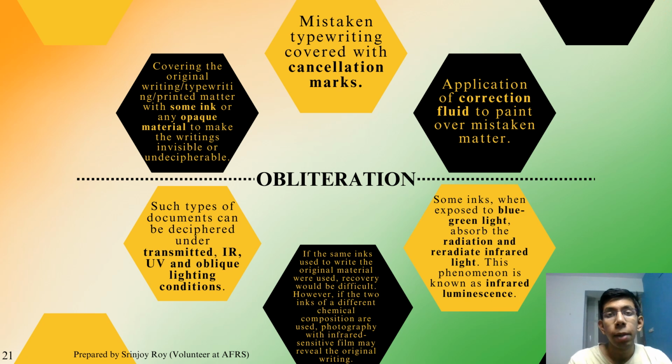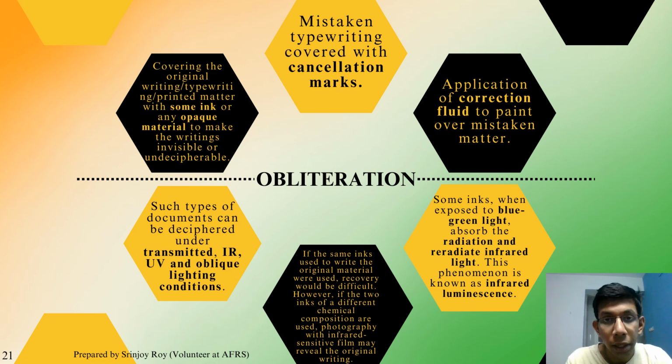Moving on to the next subtype of deletion, which is known as obliteration. Obliteration is basically covering whatever you have written, original writing, or the typewritten or the printed, with some ink or some opaque material. Suppose I write that my name is Srinjoy Rai and then I scribble on it, so that the letter is no more visible.